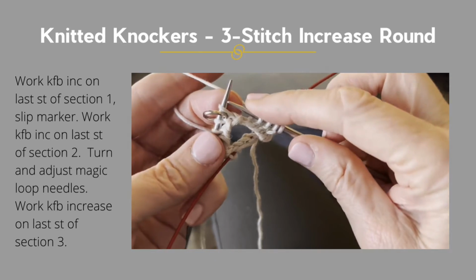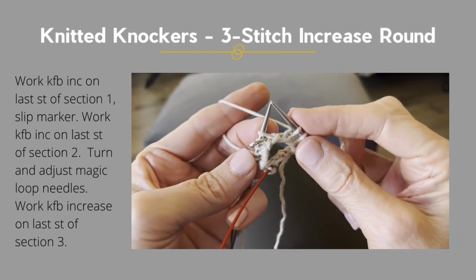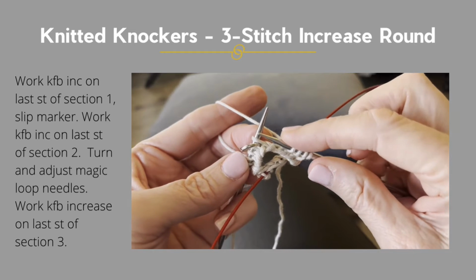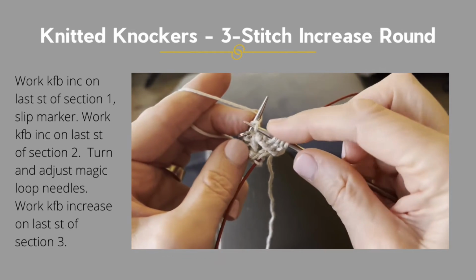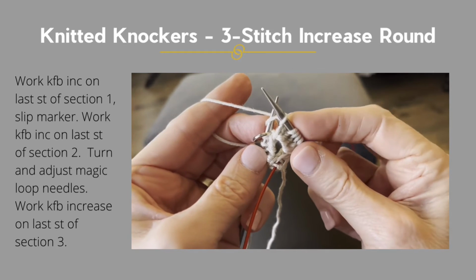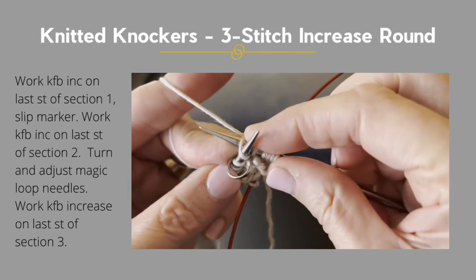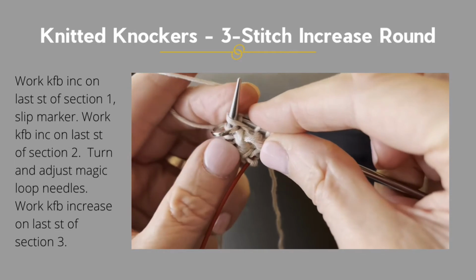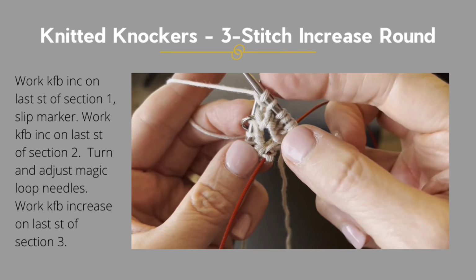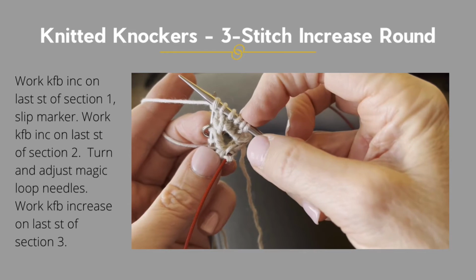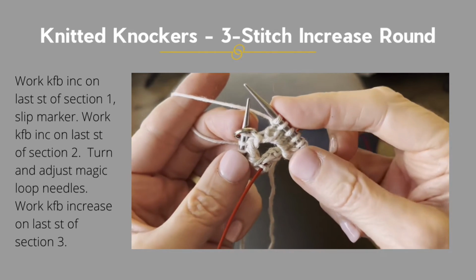So there's 4. Here's the stitch before the marker. I'm going to do a knit front back increase in that stitch. To do that, I knit the stitch, but I do not slide it off the left-hand needle. I take my right-hand needle point and I stick it right into the back of the very same stitch, and I knit it again. Now you can see where I had 1 stitch, I now have 2, and I now have 6 stitches in that section. There we go, 1 stitch increased.